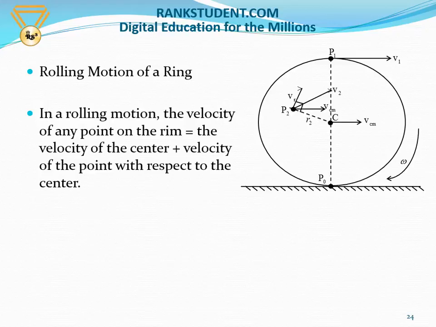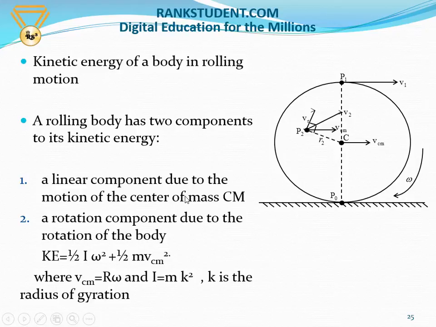Let's consider rolling motion. In a rolling motion, the velocity of any point on the rim is the sum of the velocity of the center and the velocity of that point with respect to the center. In the diagram on the right hand side, the velocity of point P2 is the sum of the velocity of the center C plus the velocity of point P2 with respect to the center C.